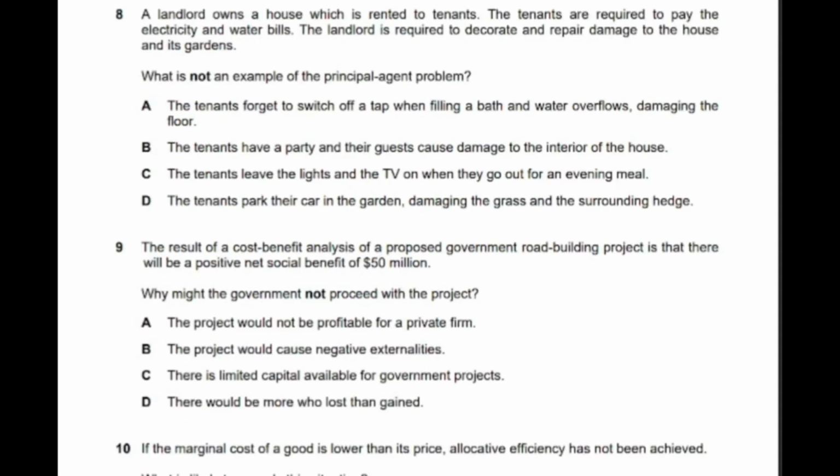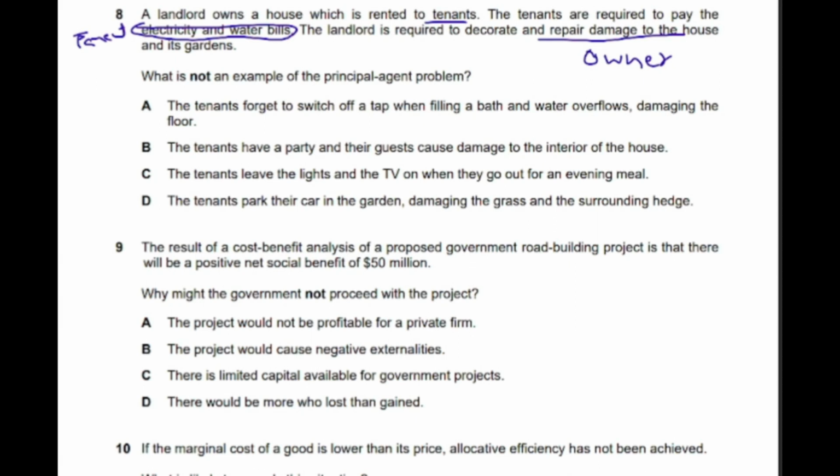Again, stop the video and read this question carefully. A landlord owns a house which is rented to tenants, right? The tenants are required to pay electricity and water bills. So this is the liability of the tenant. This is paid by the tenant, right? Tenant is the person who got a house on rent. The landowner or landlord is required to decorate and repair the damage to the house and the garden. So if any kind of damage occurs, then that is paid by the owner. So owner in economics is known as principal and the tenant here is known as agent.